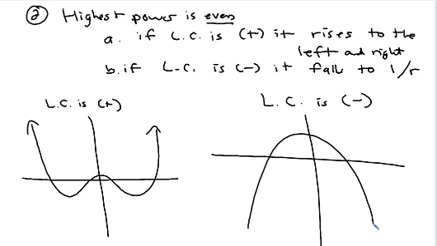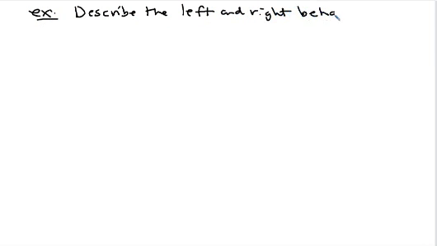So in your assignment tonight, they're going to give you a function, and they're going to ask you to describe the left and right behavior of the graph. Let's say that my function is negative x cubed plus 4x.